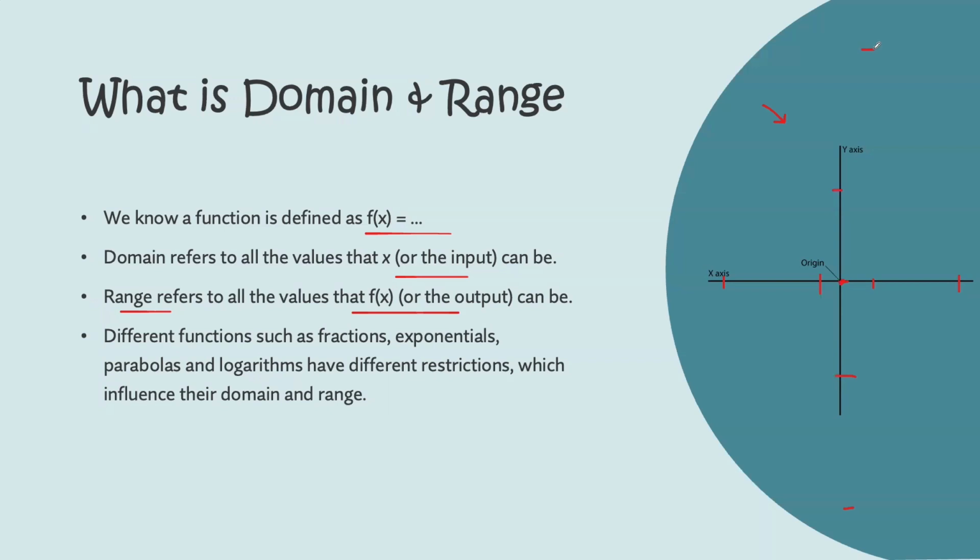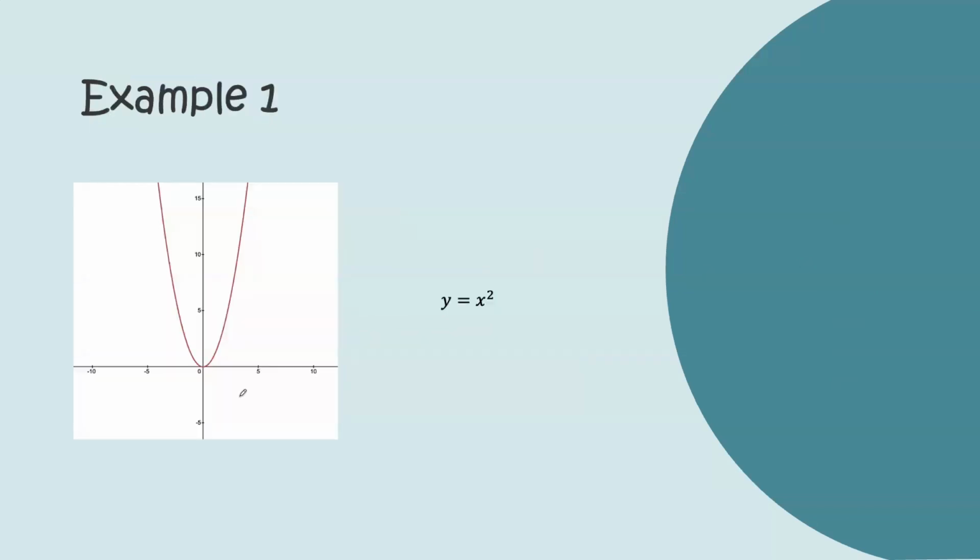It's basically telling us where in this Cartesian plane, or roughly giving us an idea of where in this Cartesian plane, our graph is going to be. And we've got different types of functions, which have different types of graphs, like fractions, exponentials, parabolas, logarithms. They all have different types of graphs and restrictions, which influence their domain and range. Okay, so if we look at this simple example here, we've got a simple parabolic graph.